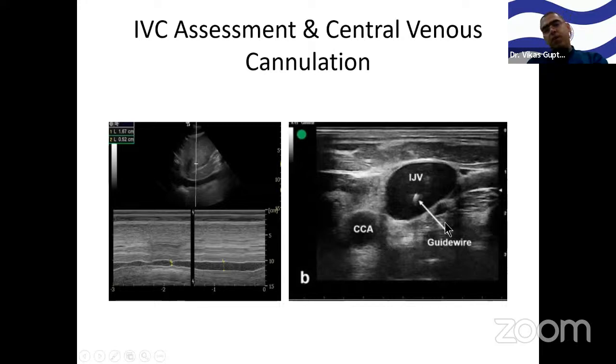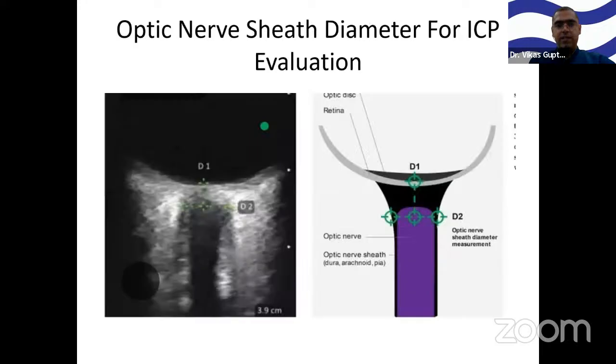And on the right side, what we do in day-to-day practice is IJV cannulation. Through USG, in a fraction of time we can put in the IJV so easily without puncturing other vessels. And this is the latest, optic nerve sheath diameter. We can diagnose whether it is raised ICP or not.